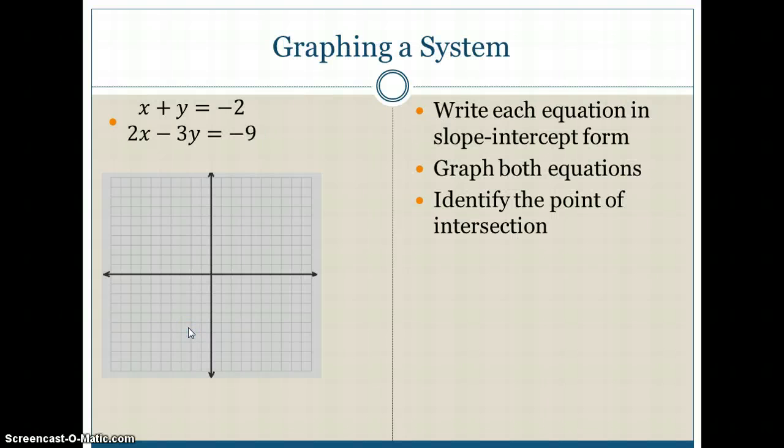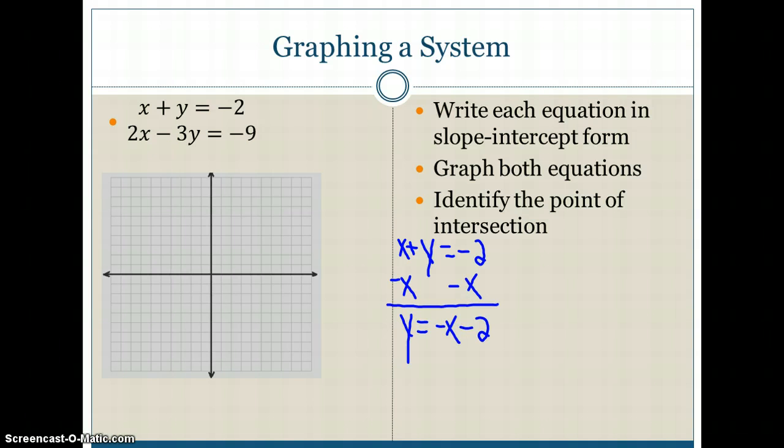Now, we need to graph one on our own here. So if we look, we have x plus y equals negative 2, and we have 2x minus 3y equals negative 9. The first thing we want to do is write each equation in slope-intercept form. For x plus y equals negative 2, all we have to do is subtract x from both sides. So we get y is equal to negative x minus 2. So that's one thing that we will graph.